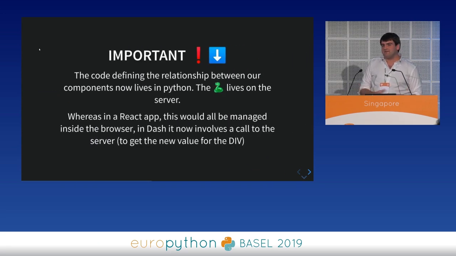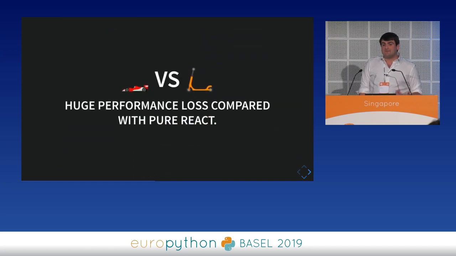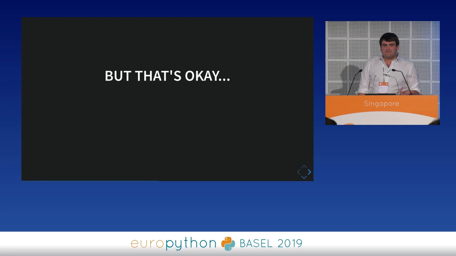There is an important caveat to this before we think about redesigning all of the web pages and software that you make. The code that defined this relationship now lives in Python, or on our server. Whereas in a React app, all of this would be managed in the browser using React's optimized algorithms. Now, this involves a call to the server, and that has a big performance impact. Every time a user presses a key or does something on our web page, we have to go to the server, ask what the new web page should look like, and then display that. So that's a big performance impact.